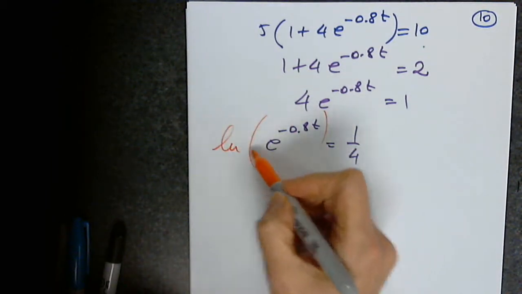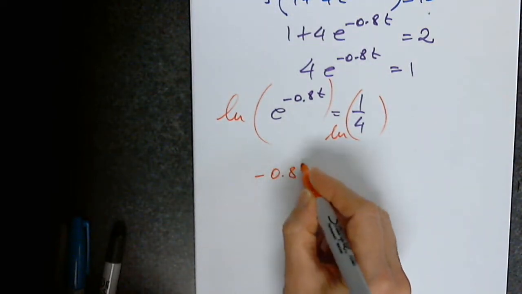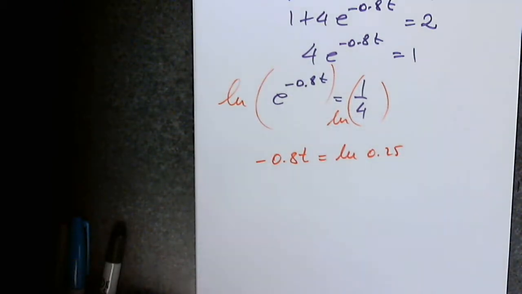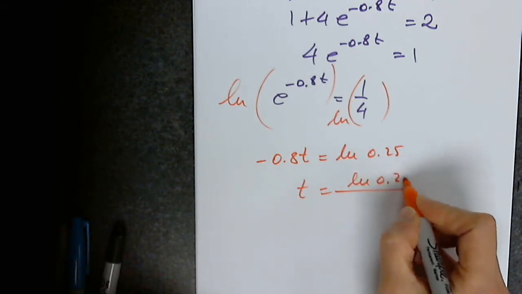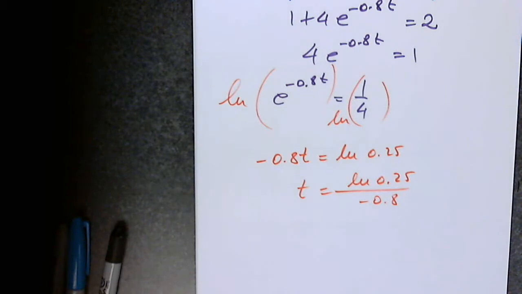Okay, so now we apply natural log to both sides. The left-hand side is negative 0.8t, and the right-hand side is natural log of 0.25. Or 1/4, doesn't matter. So t equals natural log of 0.25 divided by negative 0.8. So we know one thing for sure before we even look at the calculator, that the answer must be positive, exactly, because it's time. Excellent. Good. So let's plug it in.